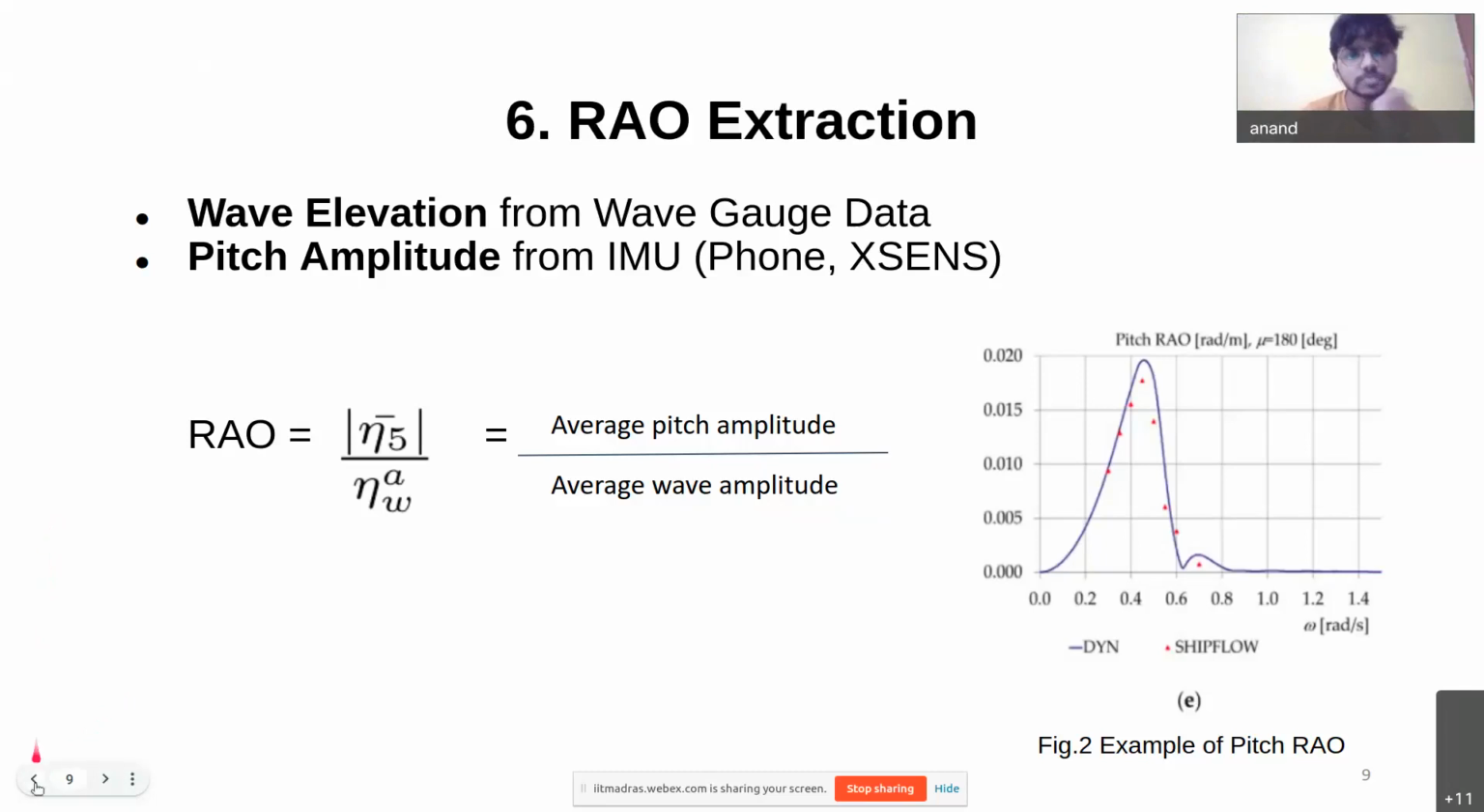For analyzing this whole thing, for calculating the RAO, the GPS data is not used. Only the IMU data is used. So it's not useful, the GPS data, for calculating this RAO. We are not using the GPS.